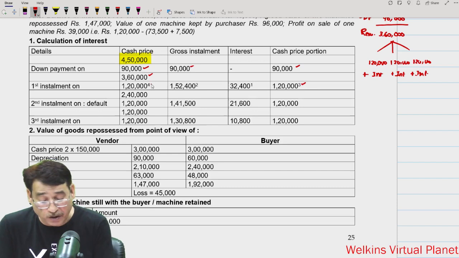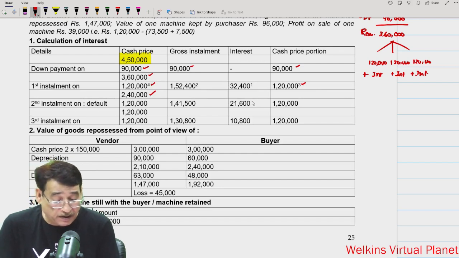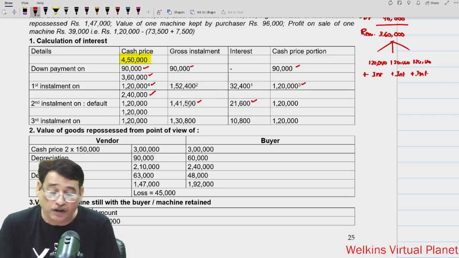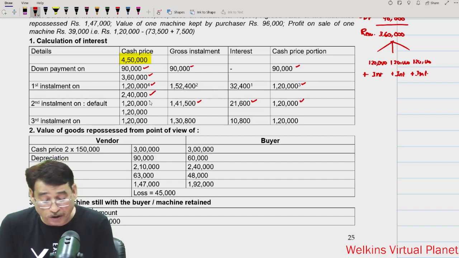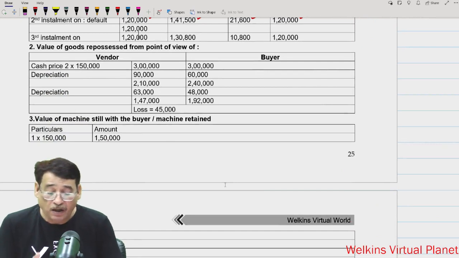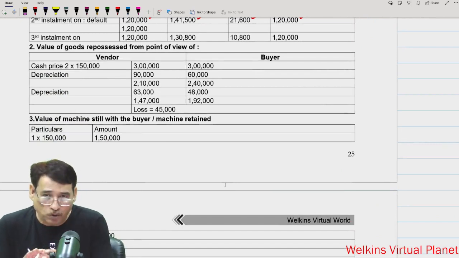Cash price is this much. You will subtract the cash price. Now balance is 2,40,000. Again, you are going to compute the interest at 9%, which will be 21,600. So the gross amount of your second installment will be 1,41,600. Cash price portion is this much. You are going to subtract. And remember one thing here, default has been made, so no need to go further. Now we have to find out the value of the goods repossessed. Actually, out of three items, two items have been repossessed. So cash price 2 into 1,50,000, you are going to write 3,00,000, 3,00,000.